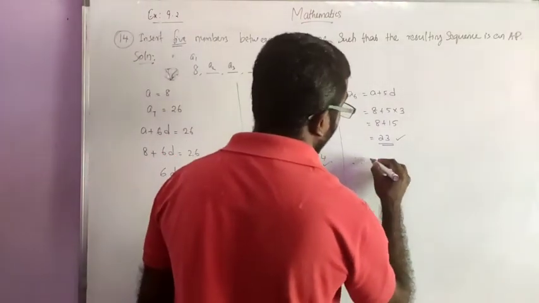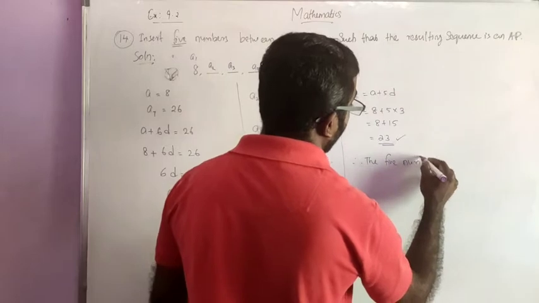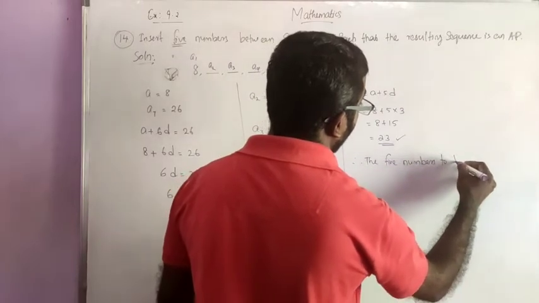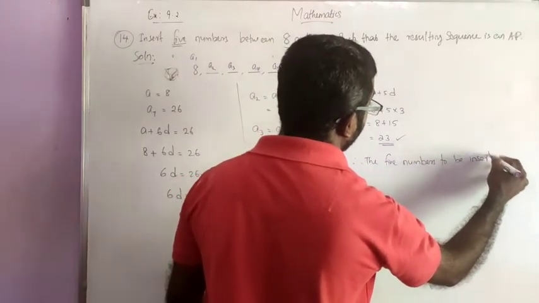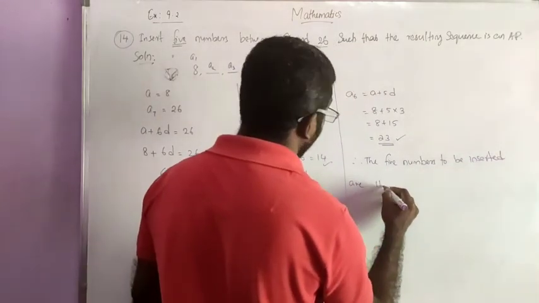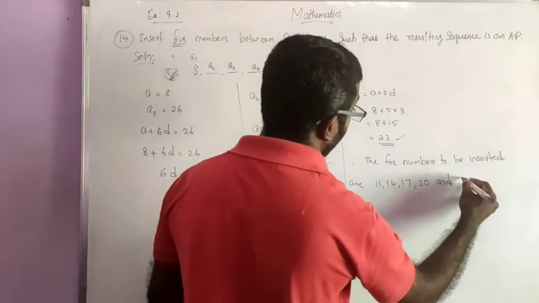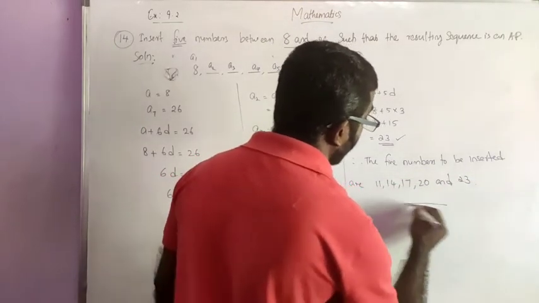That we can conclude. Therefore, the 5 numbers to be inserted are 11, 14, 17, 20 and 23.